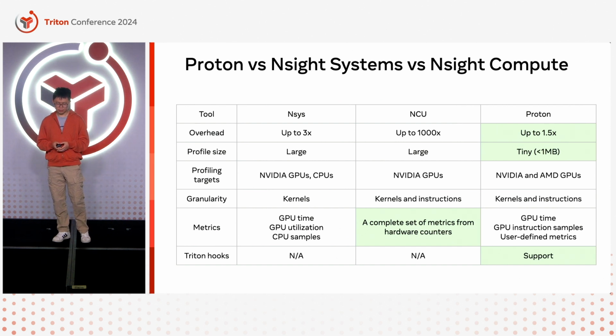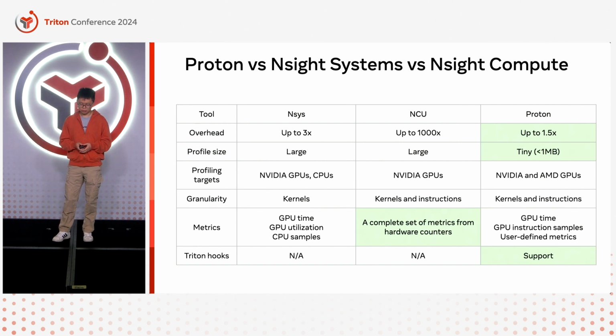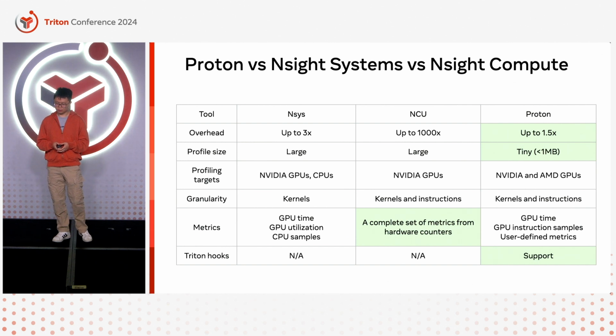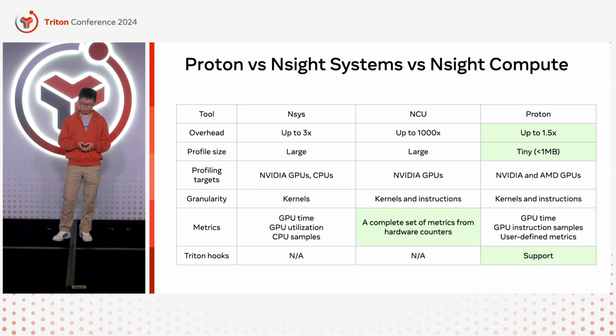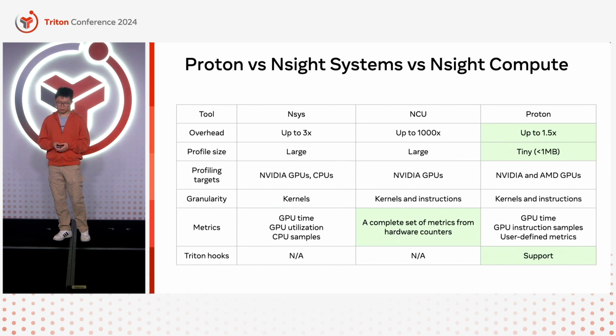The next thing to compare is metrics. Currently, we support profiling GPU time, GPU instruction samples, and some user-defined metrics. It is noteworthy that we don't profile every metric that Nsight Compute supports. Instead, we just support a few commonly used metrics like instruction samples. We also have specialized support for Triton hooks. I hope this gives you a better understanding and comparison between Proton and other profiling tools.